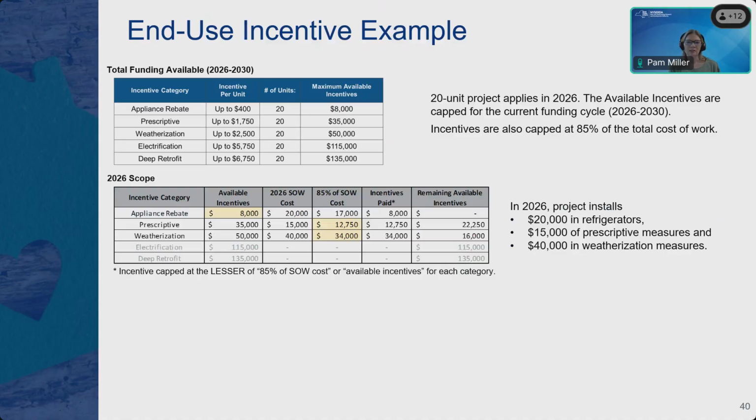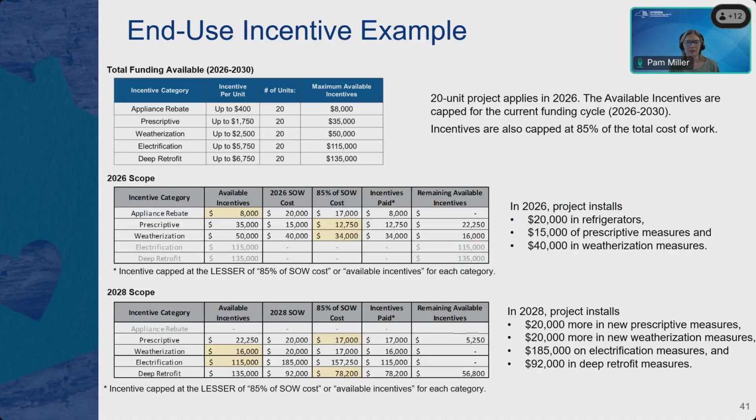Let's imagine that in 2028, the project decided to reapply. And this time they're installing $20,000 more in new prescriptive measures, $20,000 more in new weatherization measures. They decided to move forward with electrification at a cost of $185,000, and they pursued some deep retrofit measures, which were a total of $92,000. So again, our incentive is capped at the lesser of the two, either 85% of the scope of work or the maximum available incentives for the cost category.